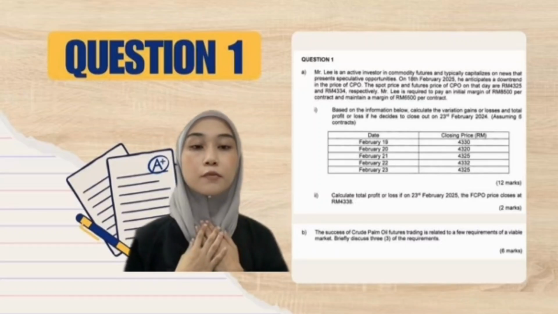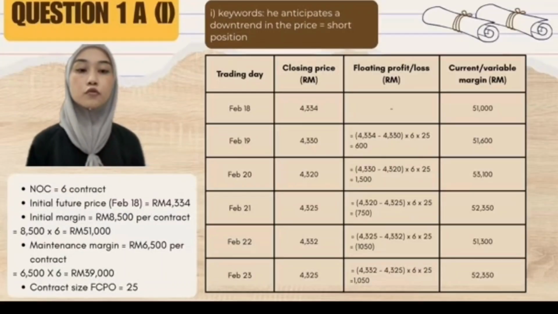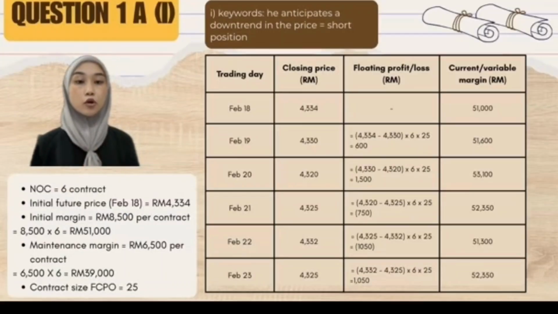I will begin by presenting question 1. Question 1 focuses on FCPO futures trading, where we are required to calculate the daily variation gains and losses, determine the overall profit or loss from a futures position, and discuss the requirements of a viable futures market. Next, we go to question 1A part 1.